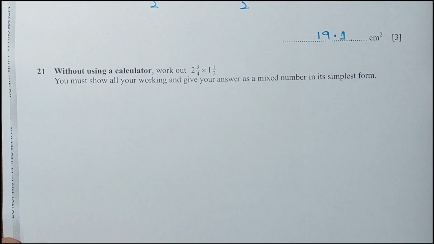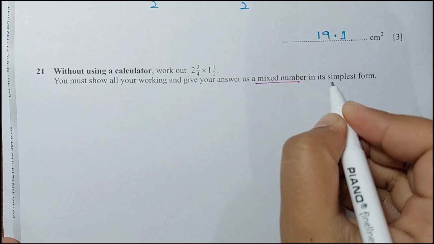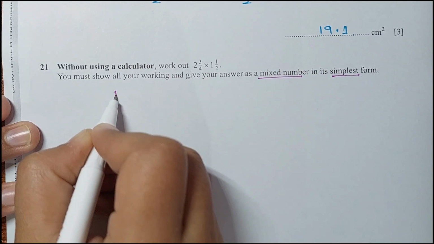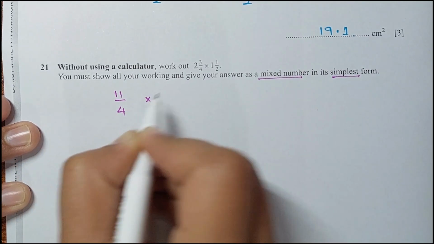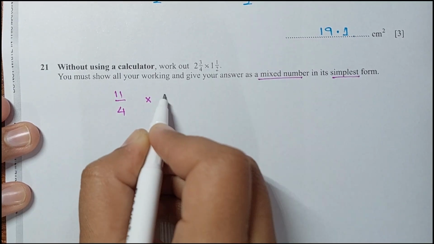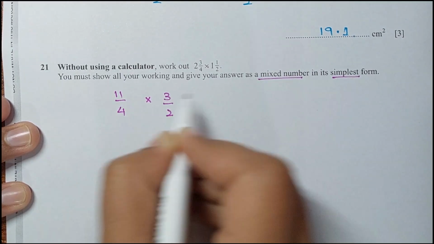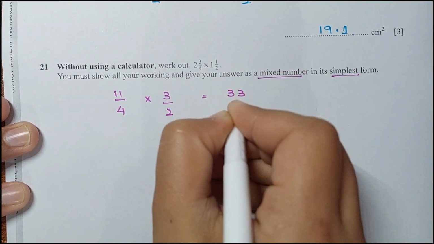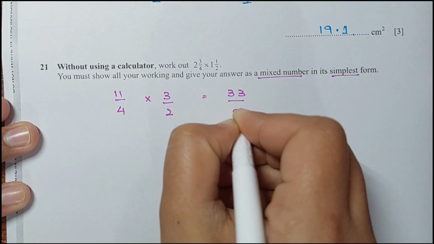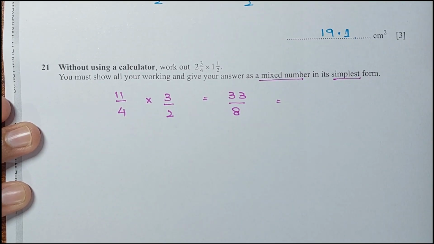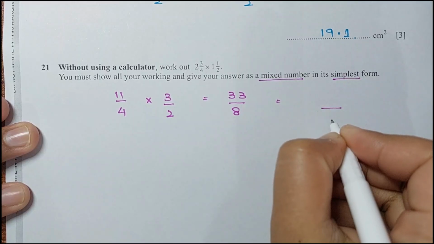Question number 21. Without using a calculator, work out. You must show your working and give your answer as a mixed number in its simplest form. 4 times 2 is 8, plus 3 is 11. So 11 by 4 times 2 times 1 is 2, plus 1 is 3 by 2. 11 times 3 is 33 and 4 times 2 would be 8. Right, 33 over 8 is already in the simplest form.